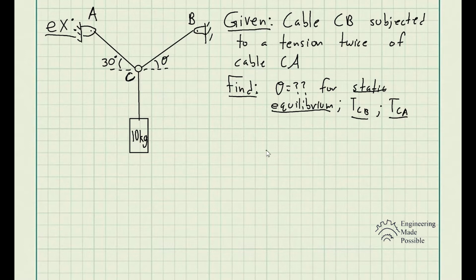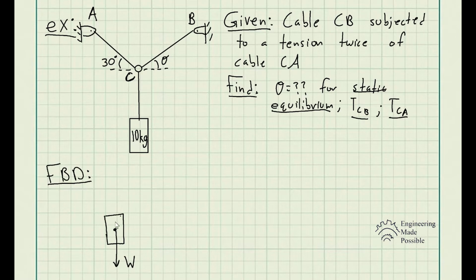Now, the first step here is to draw the free body diagram. In this case, we're dealing with the object, a 10 kilogram cylinder, so let's go ahead and redraw it. A free body diagram is nothing more than redrawing the object and then just drawing the forces instead of drawing the cables, the ropes, or anything else that's attached to the system. In this way, we represent the object and forces only. That's what a free body diagram is.